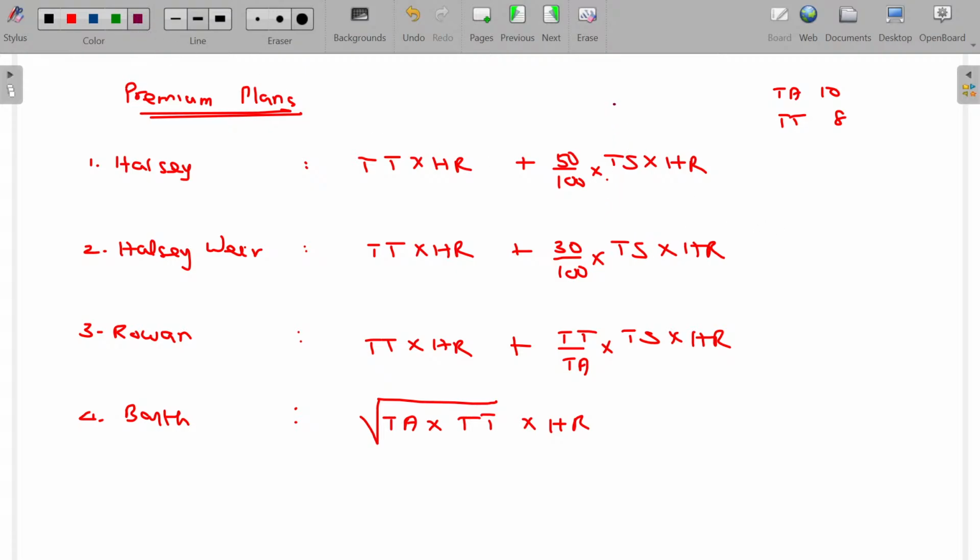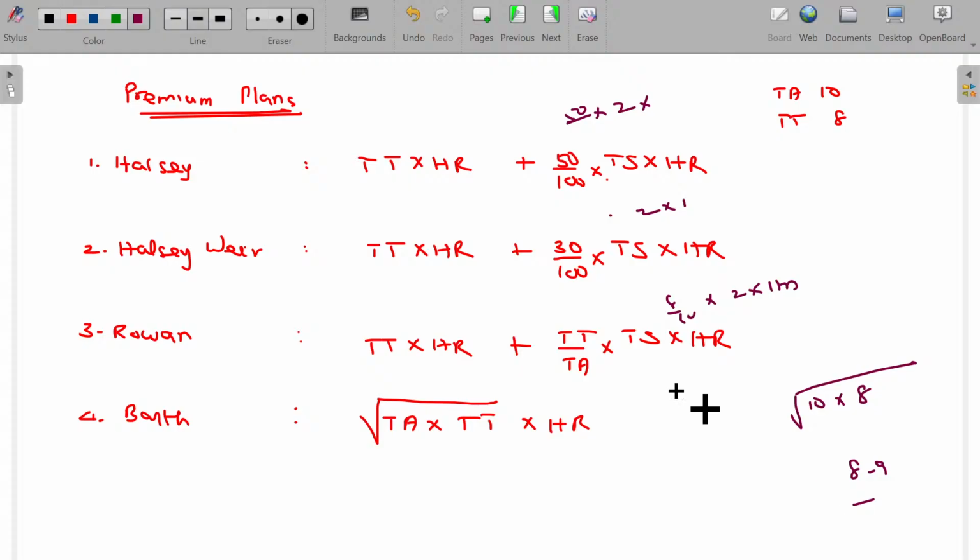So here, 2 into hourly rate out of that 50%, here 2 into hourly rate into 30%, here 2 into hourly rate, time taken by time allowed, 8 by 10 means 80% of this will be for the employee. Under the Barth system, if you multiply the time allowed and time taken, take the root of this, the answer should be anywhere between 8 to 10, probably 8.9. Though he worked for 8 hours, he is given the salary for 8.9 hours. The 0.9 is the premium.